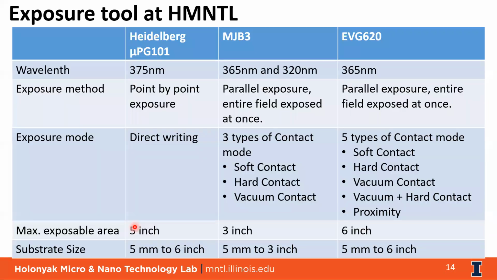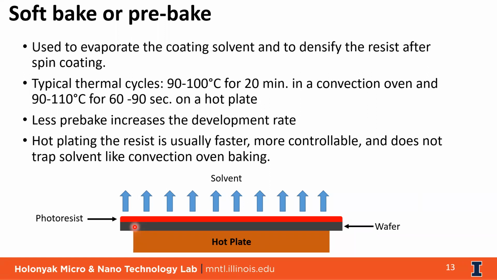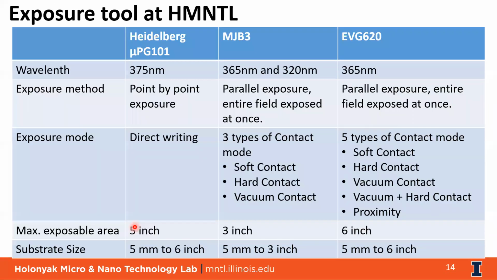Once you're done with your soft bake, the next step is the exposure. At HMNTL we have different equipment to do the exposure. We have a Heidelberg, which is a direct writing system. Then we have MJB3 and EVG620. Each of these equipment has its own wavelength. Heidelberg has a 375 nanometer laser, MJB3 has 365 and 320 nanometer UV sources, and EVG620 has again a 365 nanometer UV source.